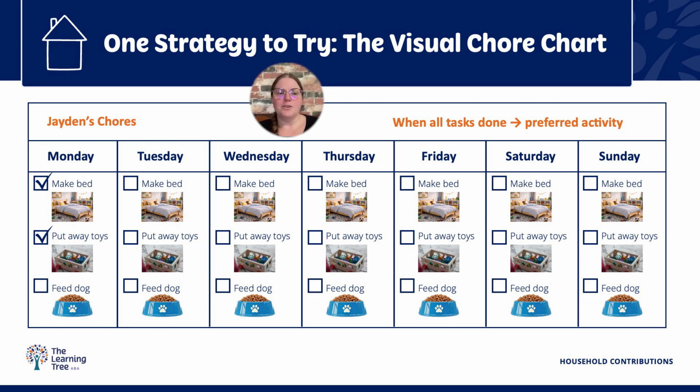In this example, we have Monday through Sunday, a clear visual label of what chores Jaden is expected to do. He's expected to make the bed, put away the toys, and feed the dog. Every day we can go through and give him a check when he completes his task. When all the tasks are done, he is able to have a preferred activity.